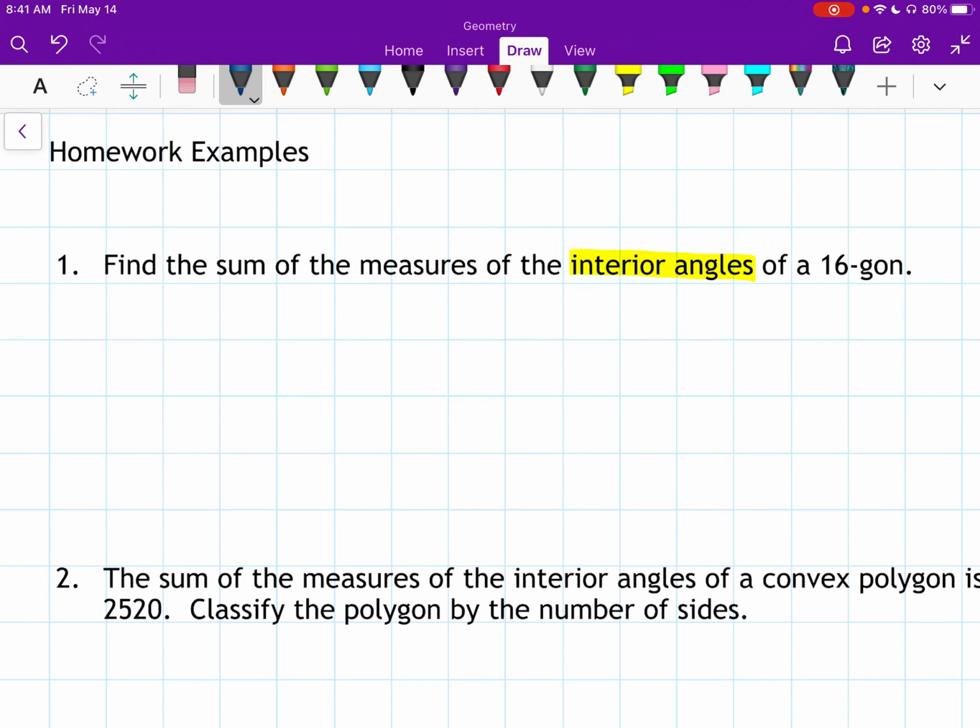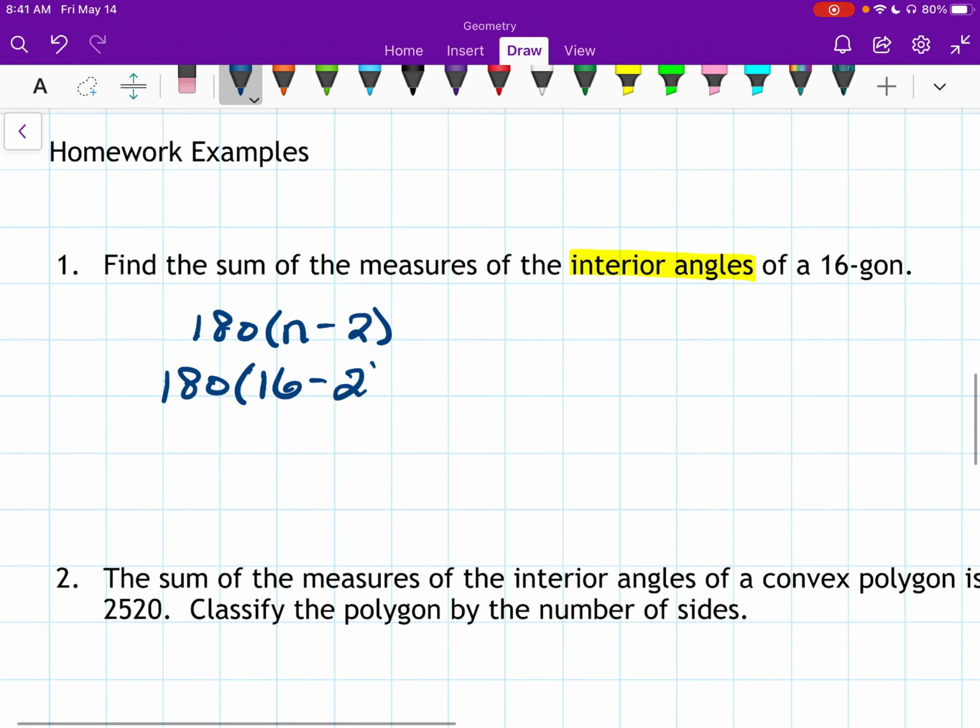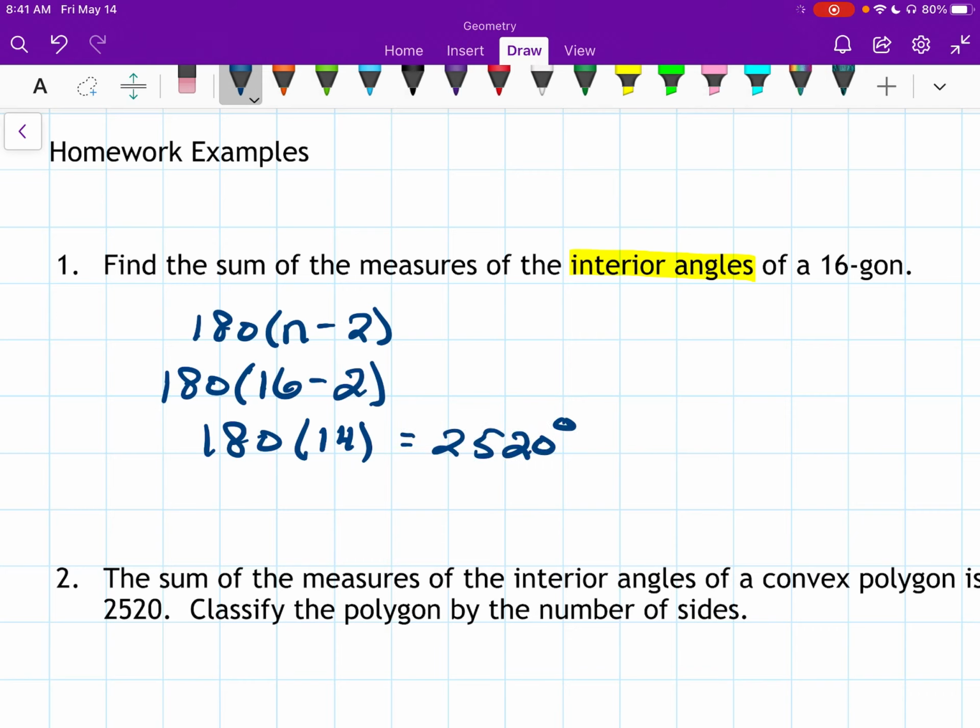The interior angle formula is 180 times n minus 2. So here we're going to plug in 16. 180 times 16 minus 2, which is 180 times 14, which let me find a calculator and type that in. That is going to be 2520 degrees.